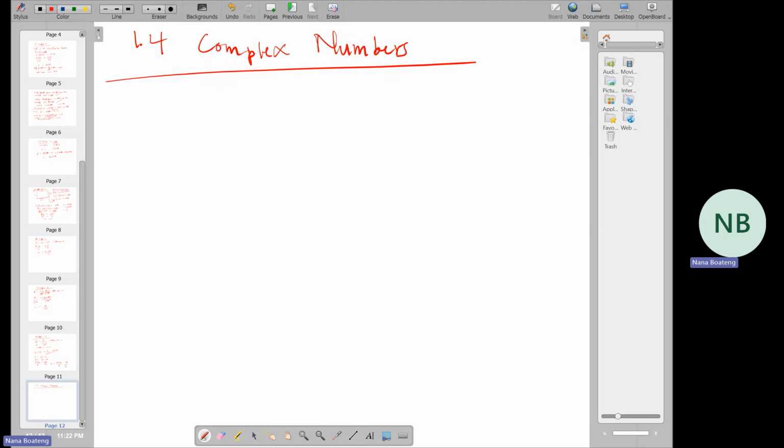So the complex number i is equal to the square root of -1, and i squared is i times i, which is the square root of -1 times the square root of -1, which gives us -1.